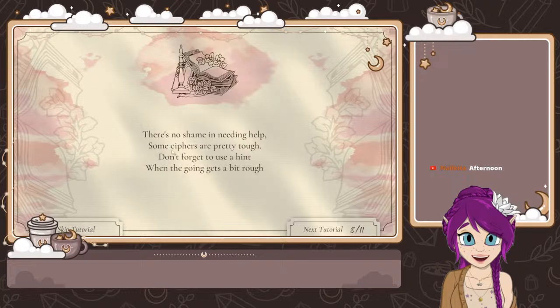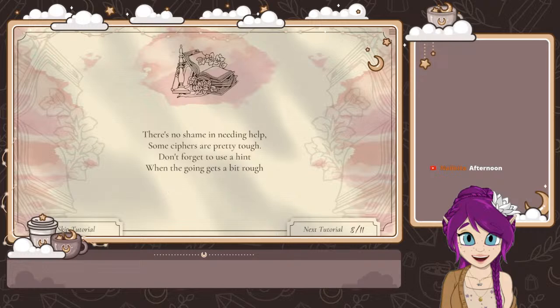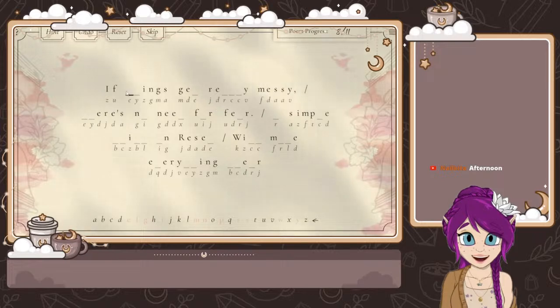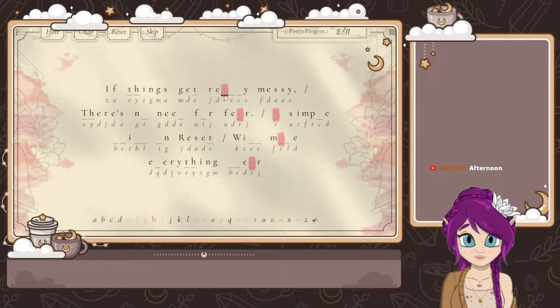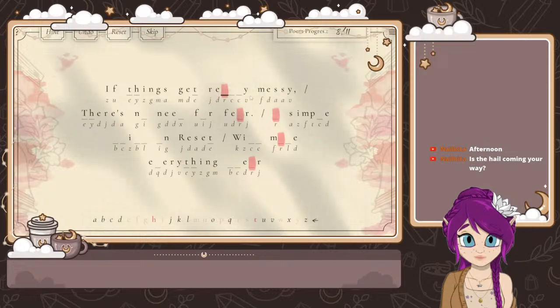Is the hail coming your way? Probably. I think we're supposed to get like a storm later, but right now it's like beautiful sunny skies. So we'll see.